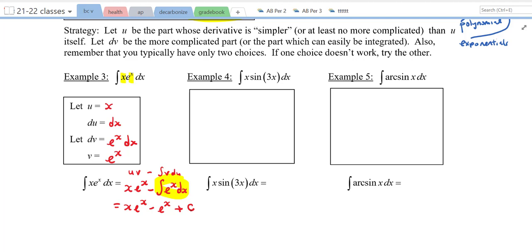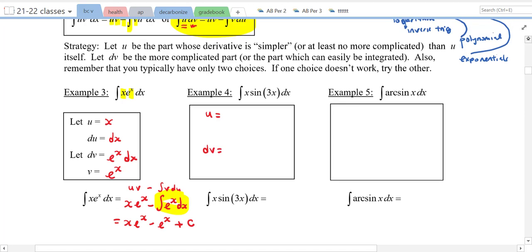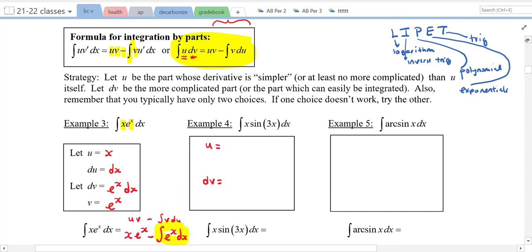x times sine 3x dx. Okay, so once again, we have to figure out u and we have to figure out dv. What is u? Hello, LIPET. Do I see logarithms? Do I see inverse trig? Do I see polynomials? Ding, ding, ding. I do. So u equals x. Once again, du is just dx. And then dv is what's left over. So that's sine of 3x dx.